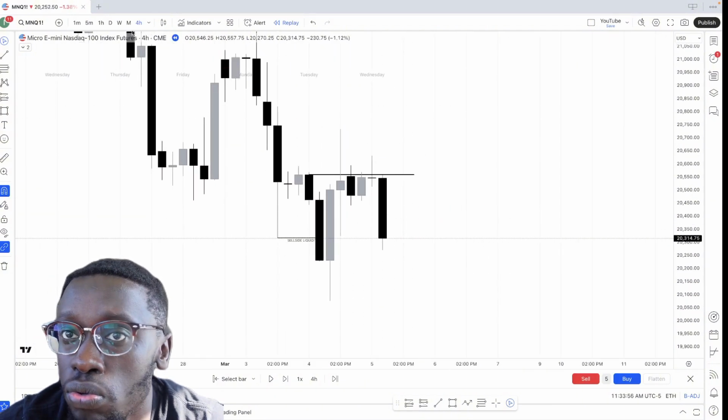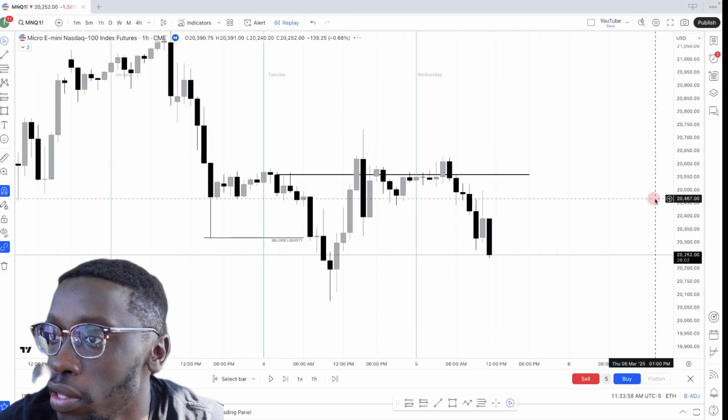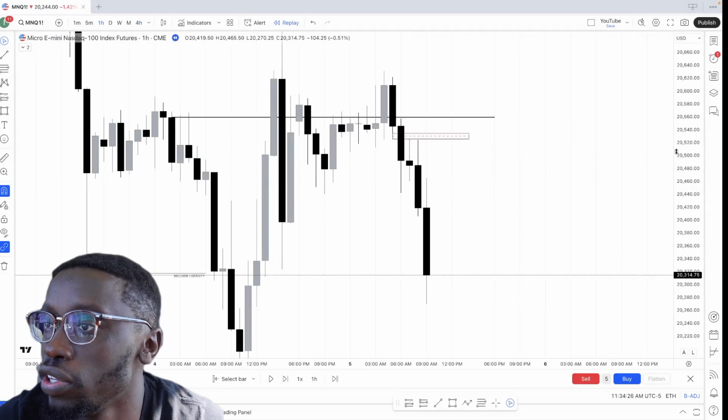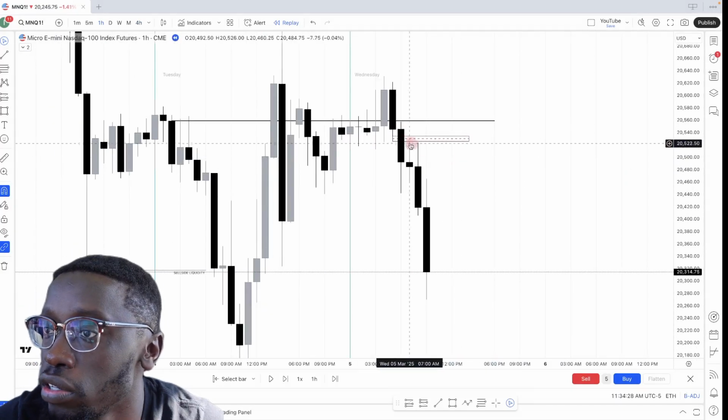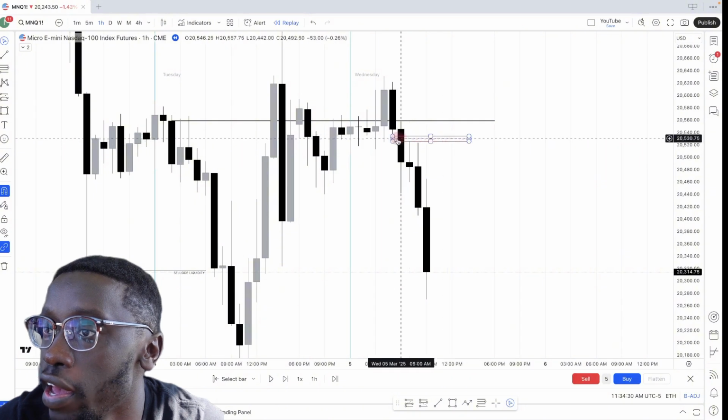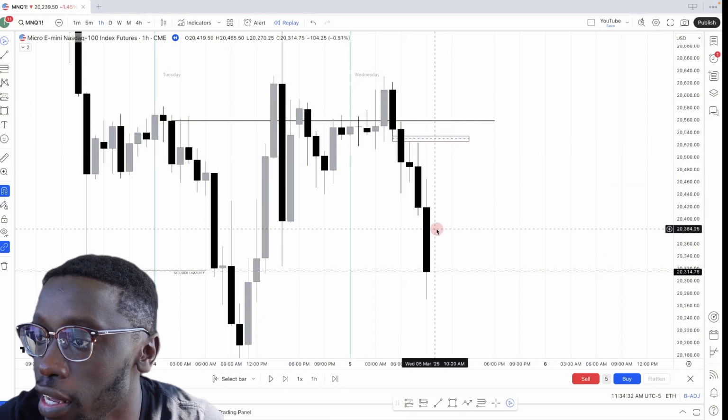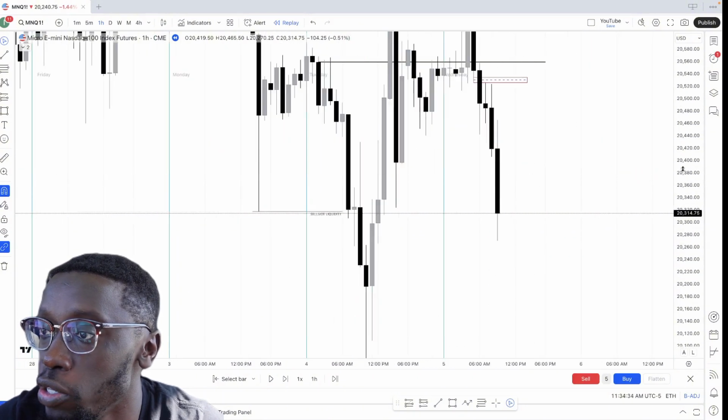So if I go to an hourly time frame, I can also show you some other confluences that I liked. So if we look at the hourly chart, you can see we also had this hourly fair value gap here. So going into 10 a.m., again, using the PO3.